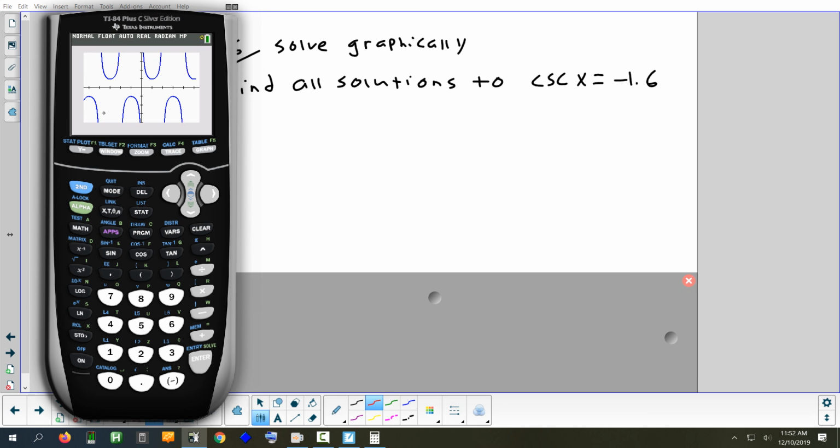What we really want to do is focus on the solutions in 1 cycle. So what I usually do is, I don't even set the window so I can see more than 1 cycle, because then it's just more stuff to confuse me.